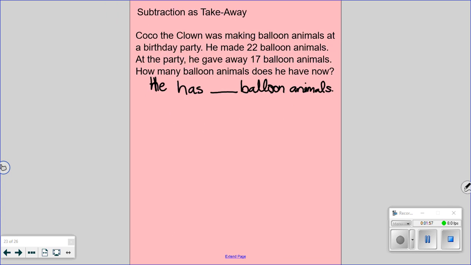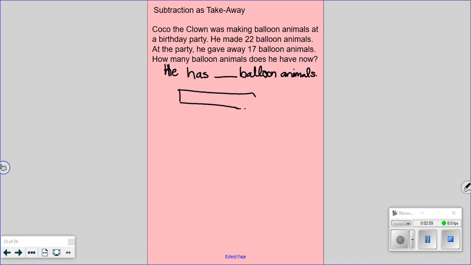Underneath that, I'm going to go ahead and draw a bar. That bar is going to show all the balloon animals that Coco made. Think of that like the bag of balloon animals. How many balloon animals did Coco the clown make? It's not a trick question. It's in our problem. Colby? He made 22. So I'm going to write the number 22 in that bar.